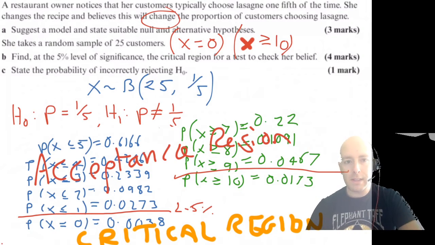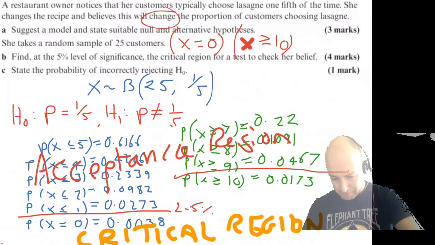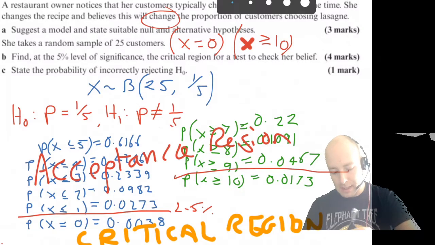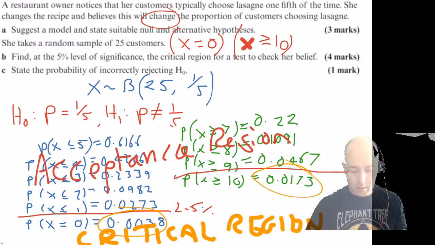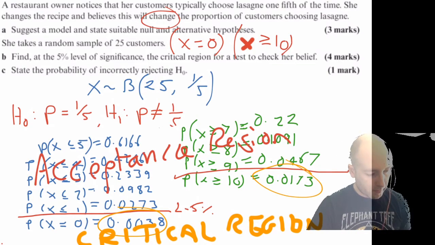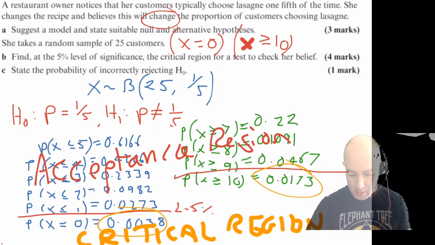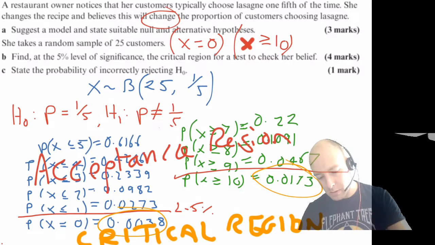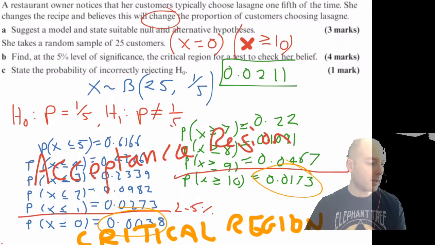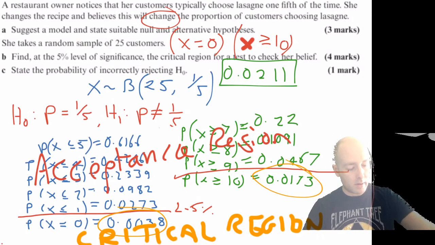Okay, what's the probability of incorrectly rejecting H0? Well, that's the actual significance level in our test. We're going to add together our two percentages from this one. If you add those, you get 0.0211. So 2.11% overall that we've somehow done it wrong.